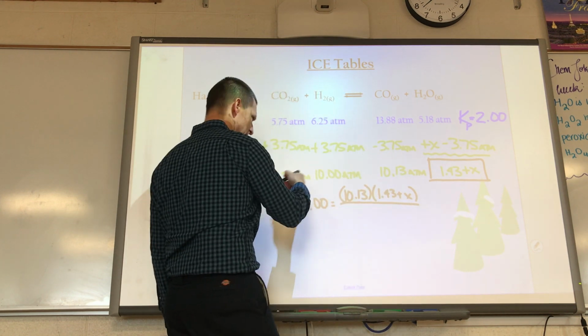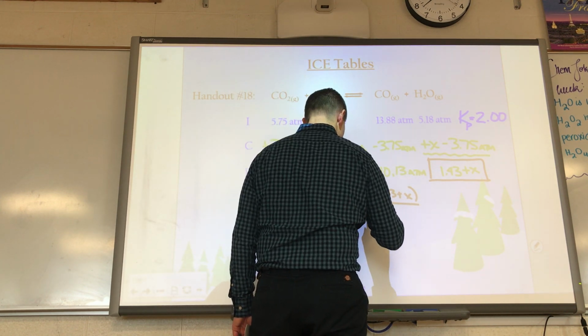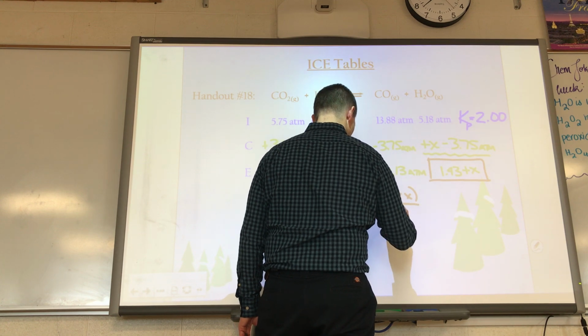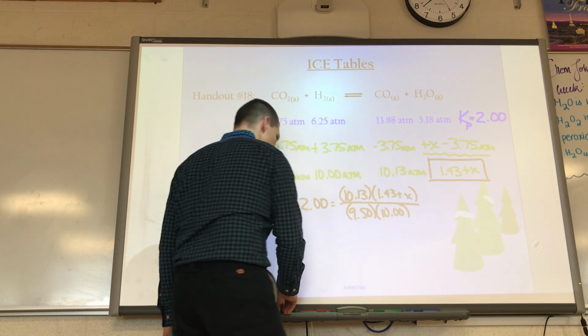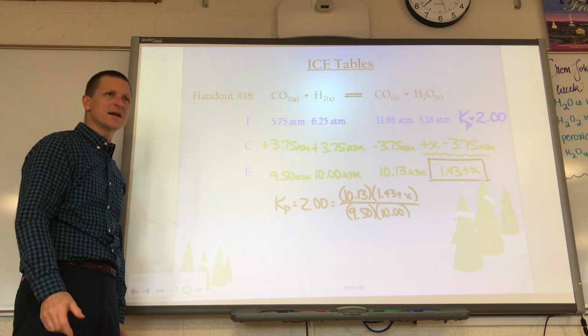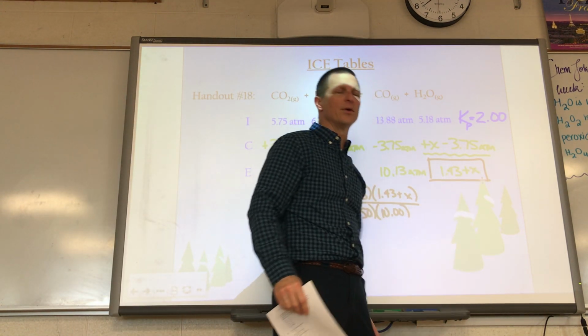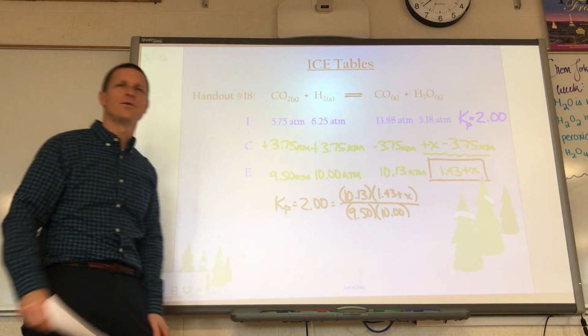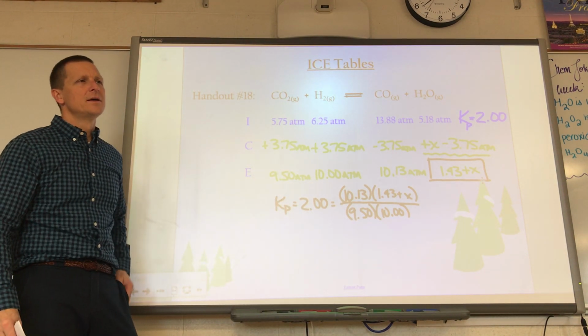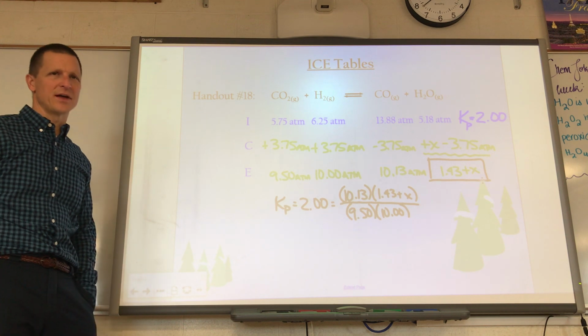over the reactants, 9.50 and 10.00. Solve for X. And when you get X, don't forget, don't just give the value, you have to add it to 1.43. Would you go ahead and get an answer for it? See if you can navigate your way through the math on this.